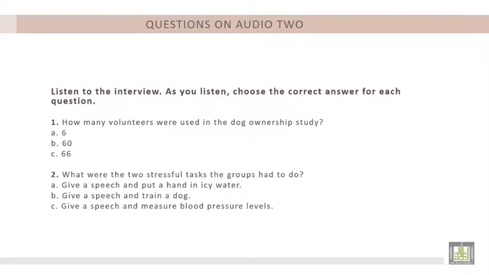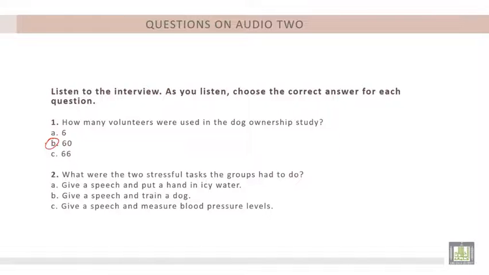Question number 1. How many volunteers were used in the dog ownership study? A. 6. B. 60. C. 66. According to the audio track, the correct answer is B. 60.